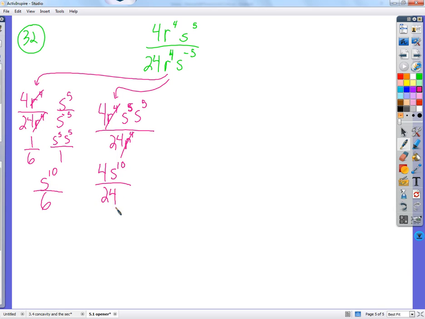And then divide both by 4. Divide this by 4, divide this by 4. You get s to the 10 over 6.